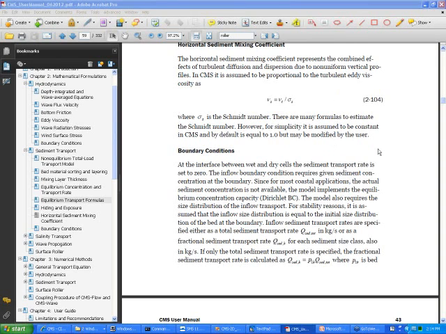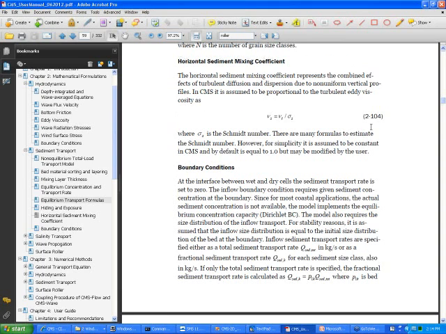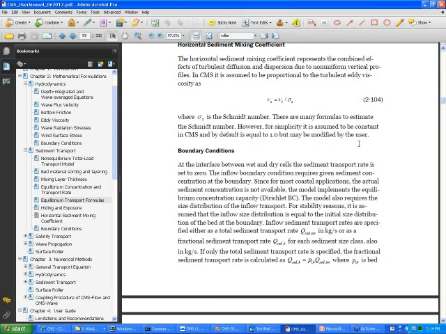Okay. The horizontal sediment mixing coefficient is equal to the turbulent eddy viscosity divided by the Schmidt number. And the Schmidt number has a default value of 1, but it's user adjustable. Boundary conditions for sediment transport. Inflow boundary conditions are defined by an equilibrium concentration. Outflow, the model just allows the sediment to flow out. It applies a zero gradient boundary condition for outflow conditions.